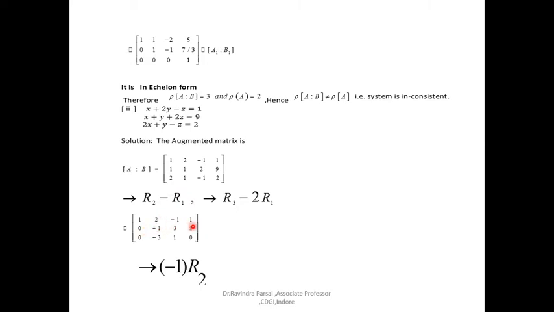Now you apply the same technique, reducing this augmented matrix into echelon form. The first row is 1 2 minus 1 1. R2 minus R1 gives 1 minus 1 is 0, 1 minus 2 is minus 1, 2 minus minus 1 is plus 3, then 9 minus 1 is 8. Then apply R3 minus 2 R1 on the third row, and for the corresponding elements you get 0, minus 3, 1 and 0. Now the next point is to make the second pivot element plus 1, so that it is easy to make the third row element 0.